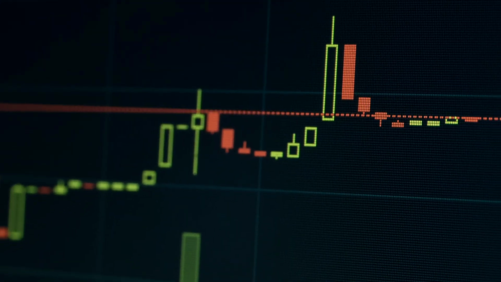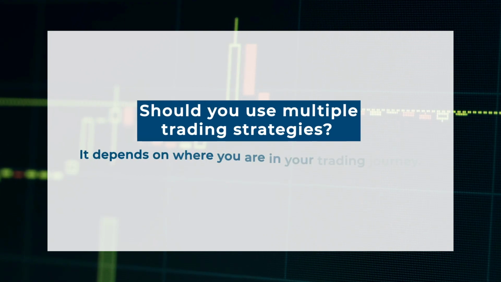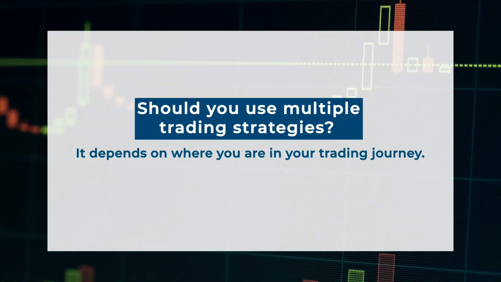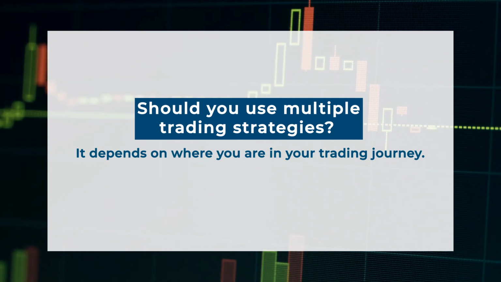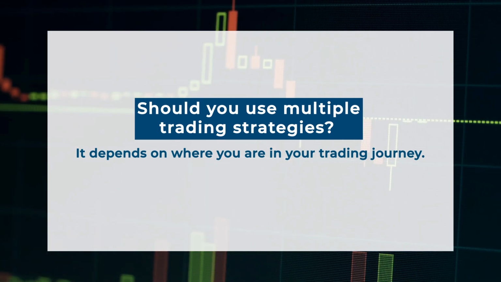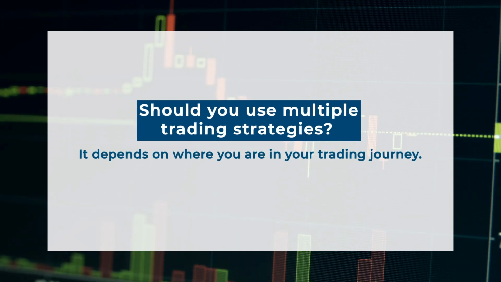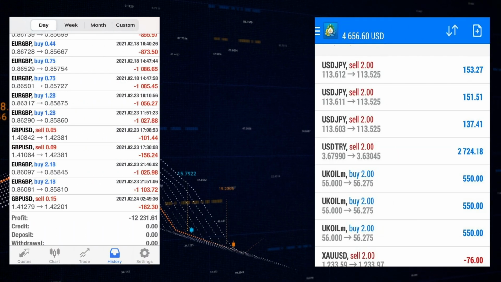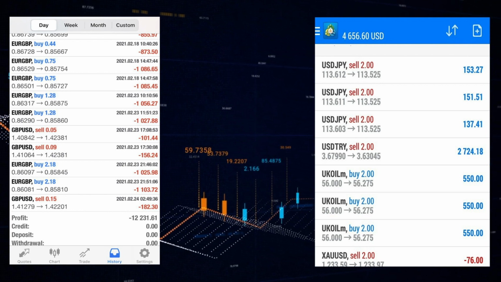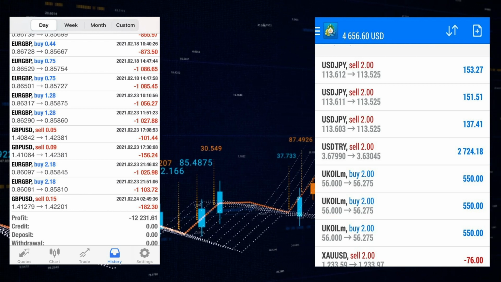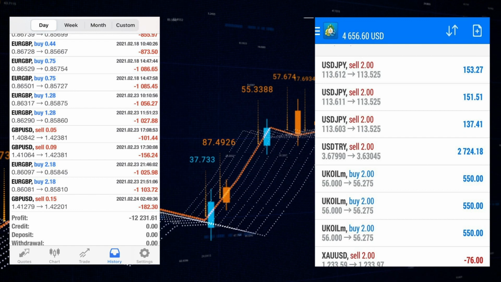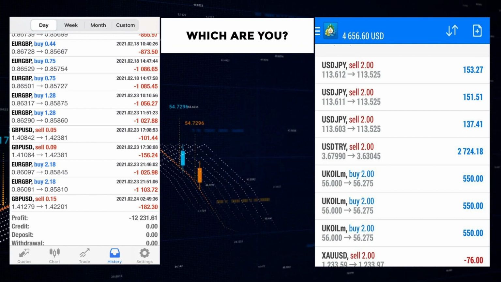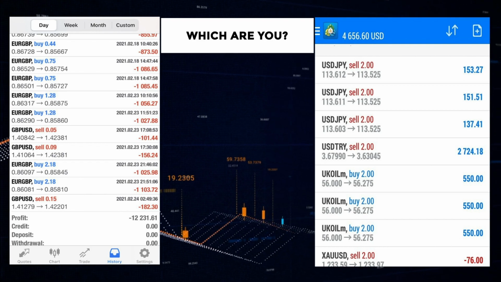So back to addressing the question of whether you should use multiple trading strategies. Well, my answer is it depends. It all has to do with where you are in your trading journey. So if you are still struggling to turn a profit, then the answer is no. But if you are already profitable, then yes, it might be a good idea, especially if you want to try to push yourself and become a better trader.